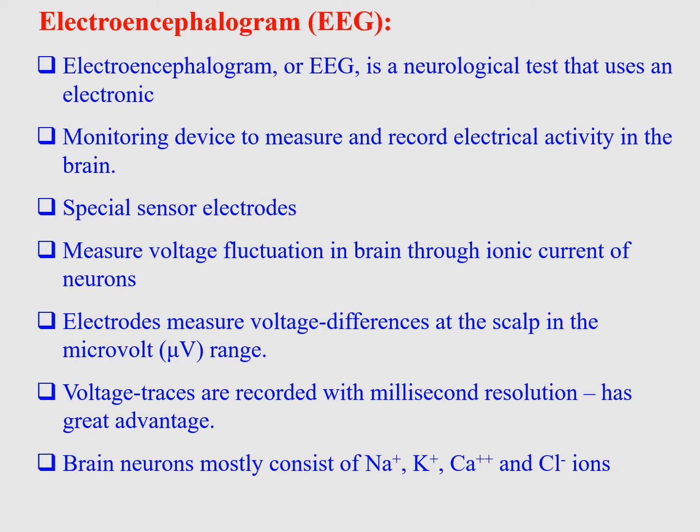Brain neurons mostly consist of sodium, potassium, calcium, and chlorine ions. Due to movement of these ions in the brain, electric current is generated. This electric current is also known as brain current. The recorded result will be in wavy lines, and these graphs can be analyzed, and from the result we can find the behavior of the brain.